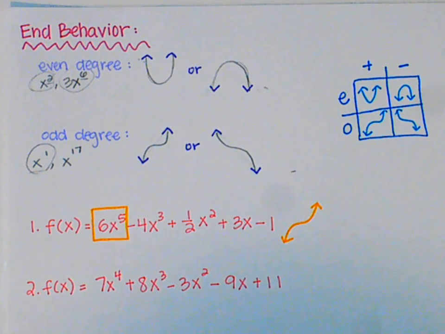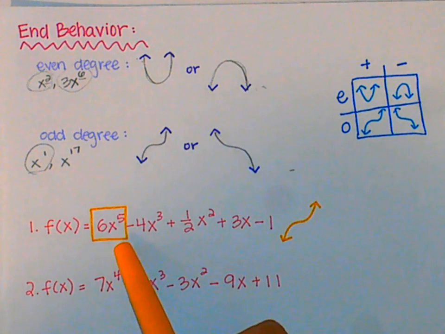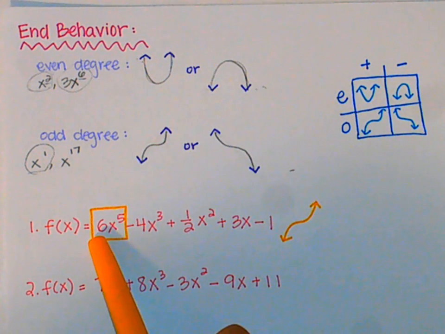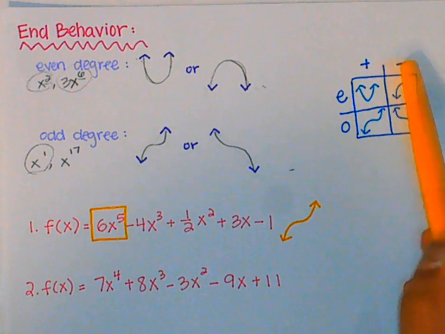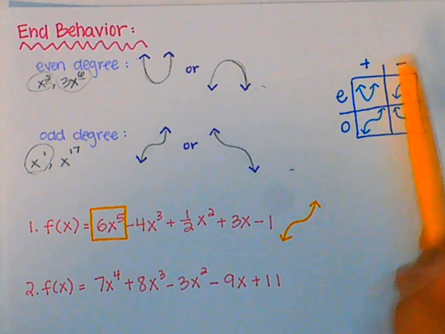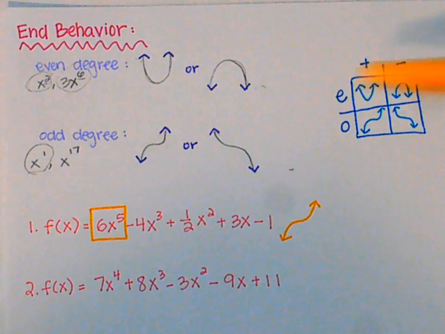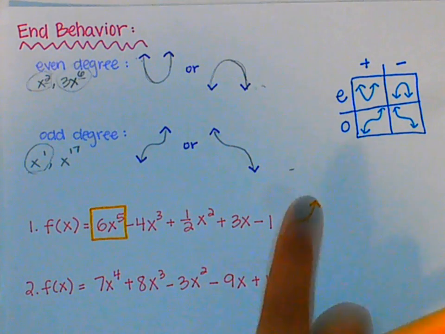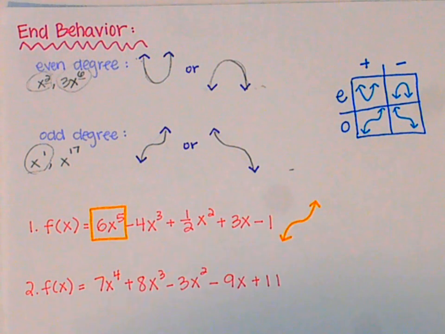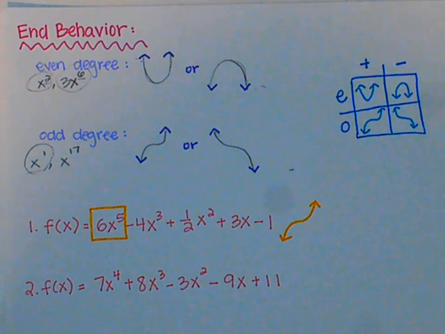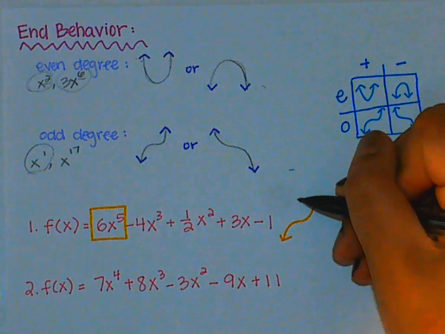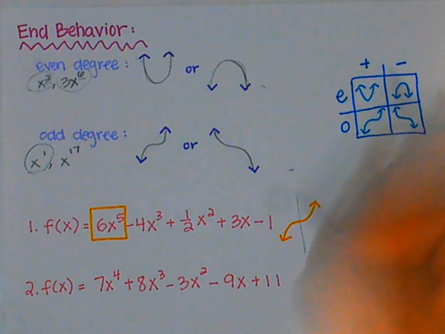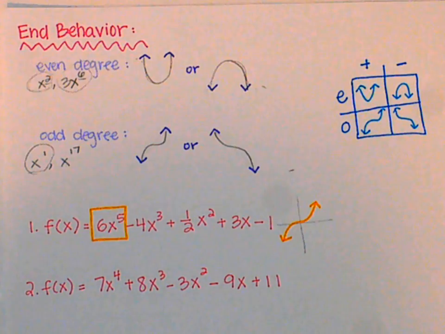So again, I'm looking at just the first term. I want to know whether that leading coefficient is positive or negative. That would tell me which side to go on of this line. Then I want to look at the exponent, and I want to know whether it's even or odd. That's the easy part. From here, I just want to know what happens as x goes to positive infinity or negative infinity. So I'm just drawing this here as like a guide.